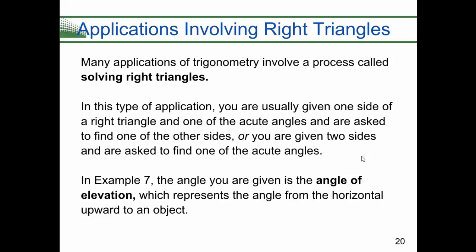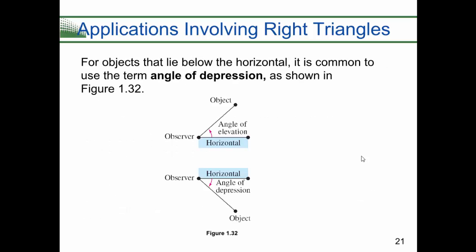In example 7, the angle you're given is the angle of elevation, which represents the angle from the horizontal upward to an object. For objects that lie below the horizon, it's common to use the term angle of depression, as shown in these figures. So if you have a horizontal and then the angle comes up, it's considered an angle of elevation. If you have a horizontal and the angle goes down, it's considered an angle of depression.